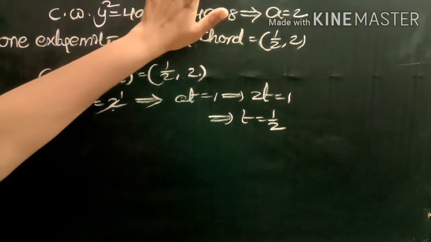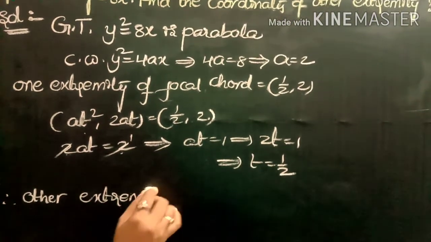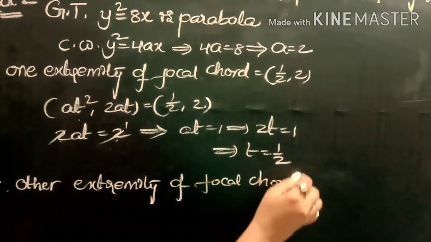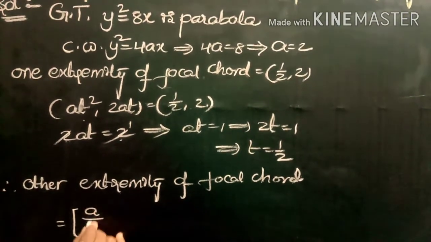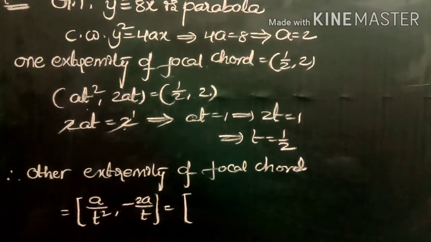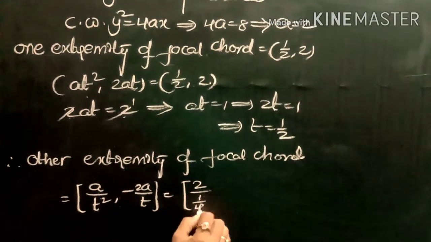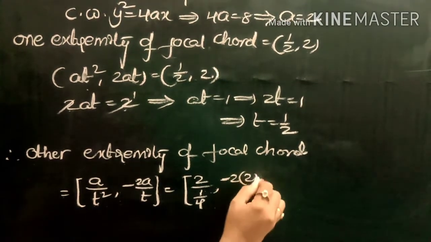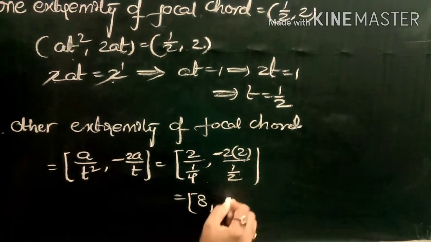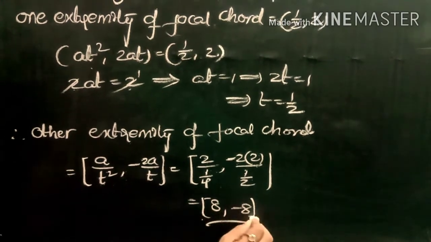Now we want the coordinates of the other extremity. Therefore, the other extremity of the focal chord is, by the formula, (a by t square, minus 2a by t). Now what is the value of a? a is equal to 2, divided by t square, where t is 1 by 2. 1 by 2 whole square is 1 by 4. And this is minus 2 into 2 by 1 by 2. So the answer is 2 into 4, 8, and minus 4 into 2, minus 8. So (8, -8) is the other end of the focal chord. That's all.